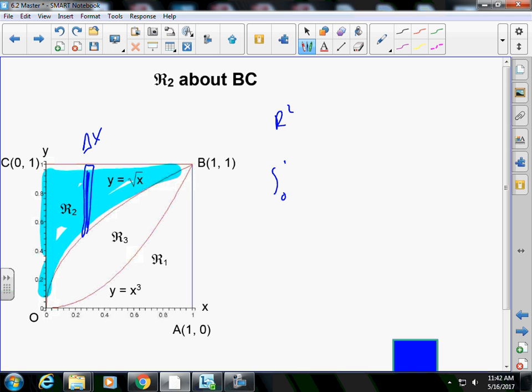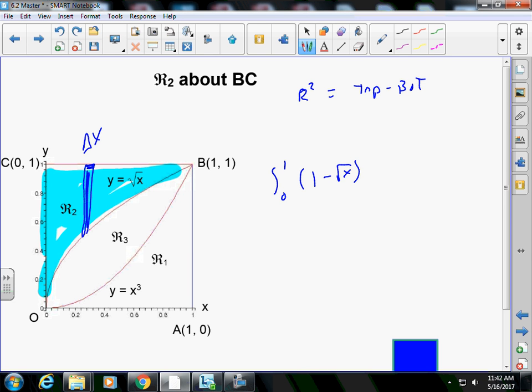I looked at this from 0 to 1. And I'm going to take, it's actually one function. So my strip is top. There's no big R squared. I just have R squared. It's top, subtract bottom. My top here is 1. My bottom here is square root of x.